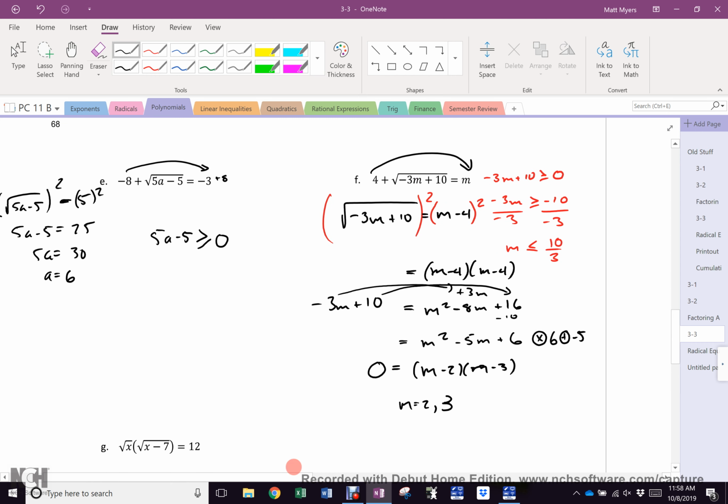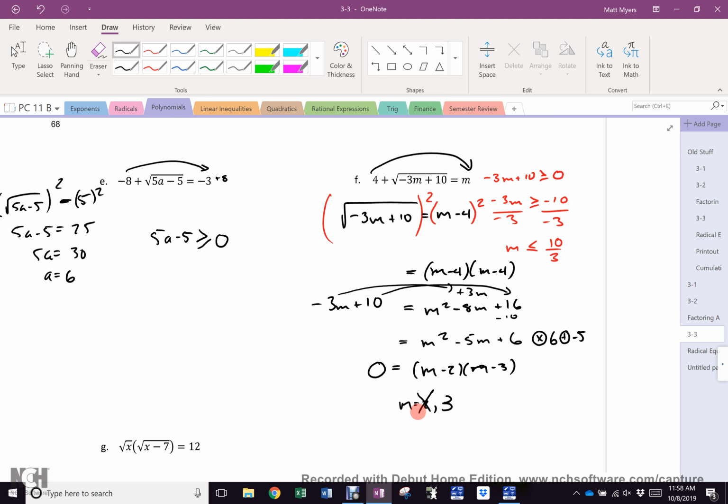Now, are both of those numbers less than 3 1/3? So they are both possible. Do they both work? I don't know. What's negative 3 times 2? What is negative 6 plus 10? What is the square root of 4? 2. Is 4 plus 2 2? No. So does 2 work? No. So what do we call that root that we have found that is not a real root?